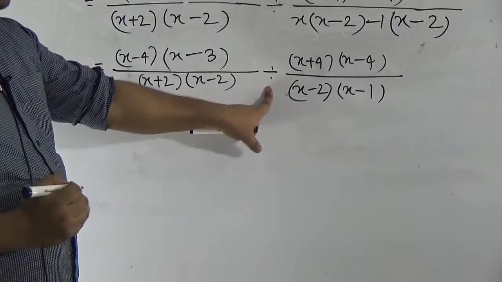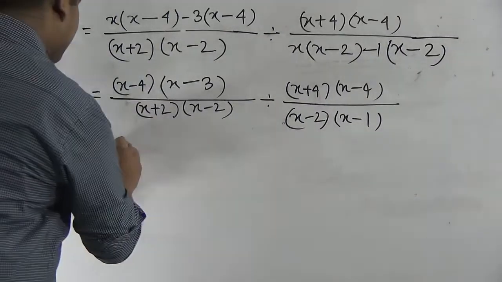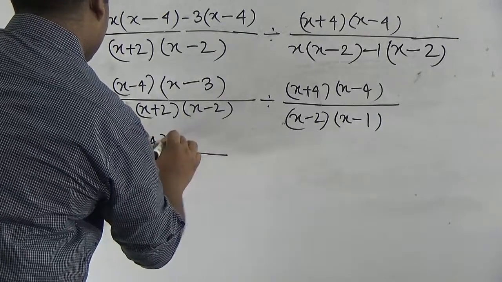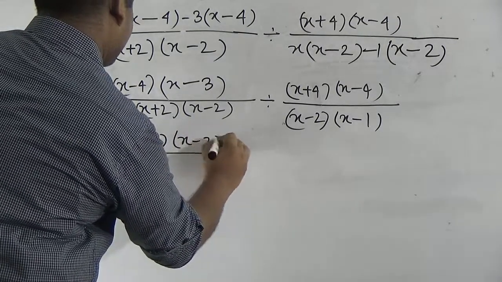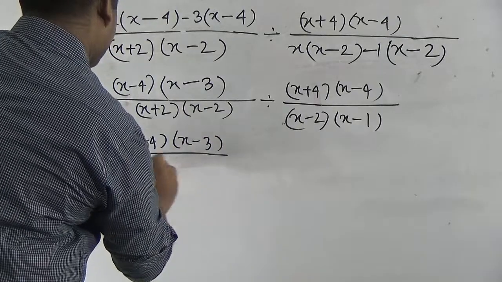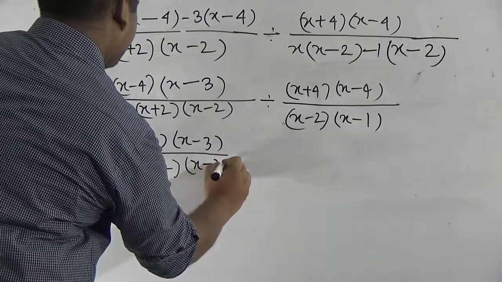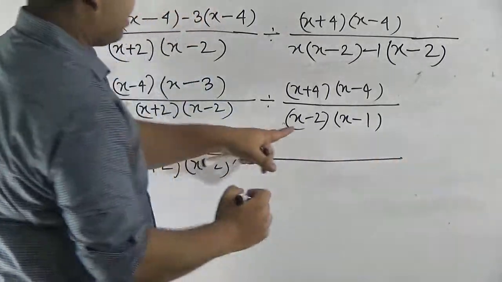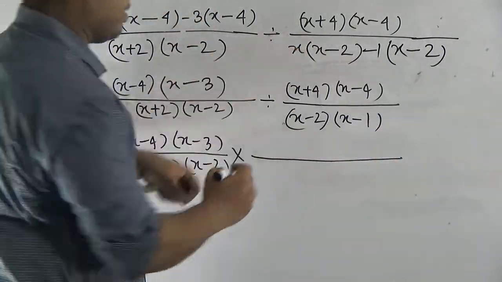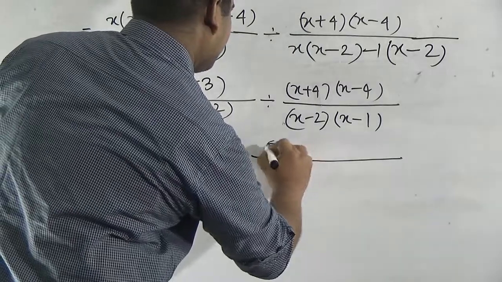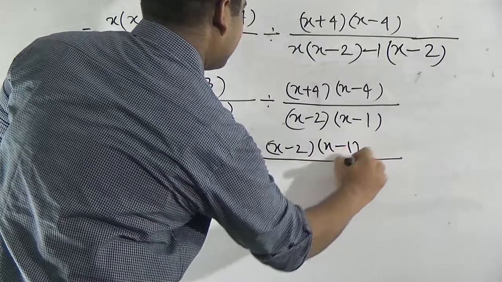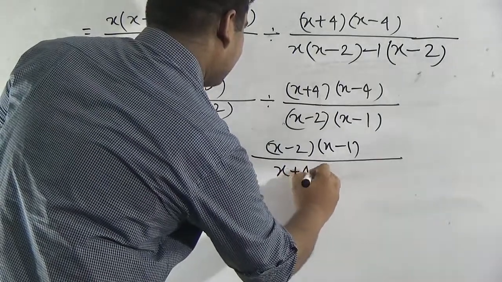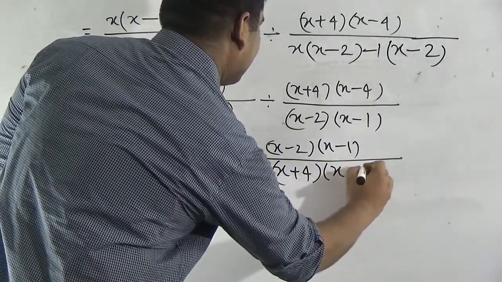Now we do multiplication and reverse the second fraction. Our first fraction remains the same. That means x minus 3, x plus 2, x minus 2. Multiply with, then this denominator will be numerator. That means x minus 2, x minus 1. And this numerator will be denominator. That means x plus 4 by x minus 4.